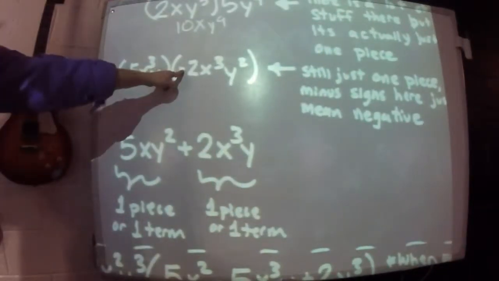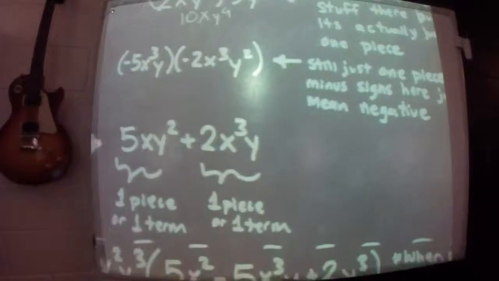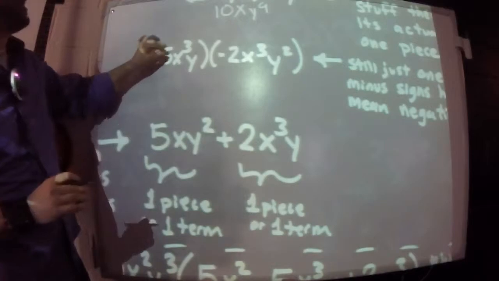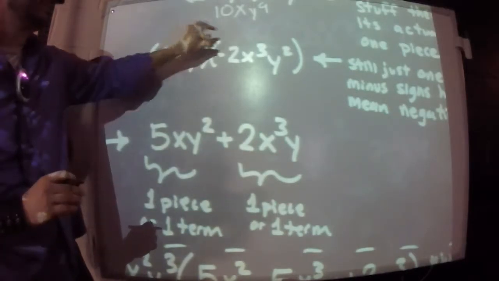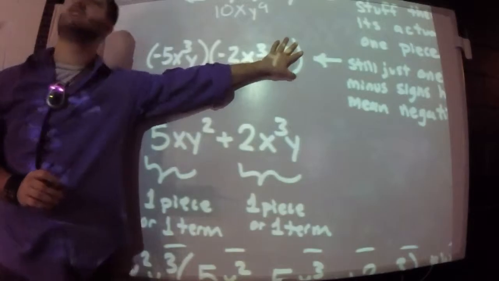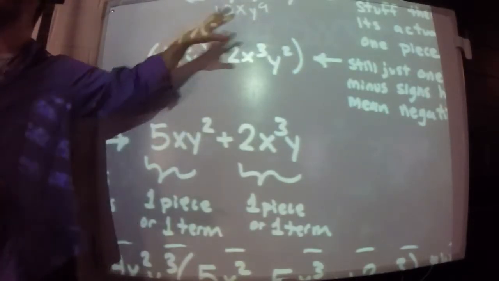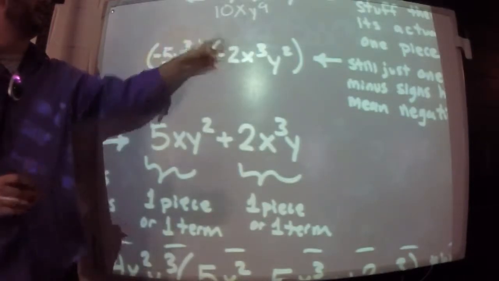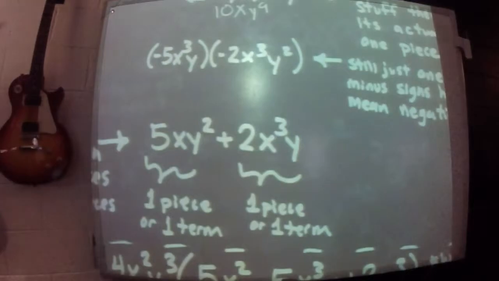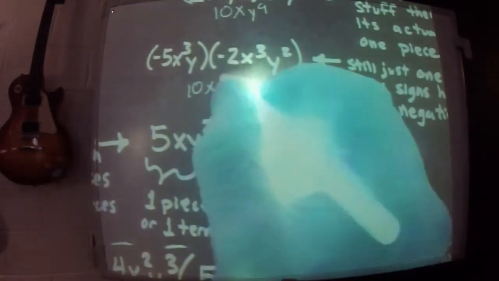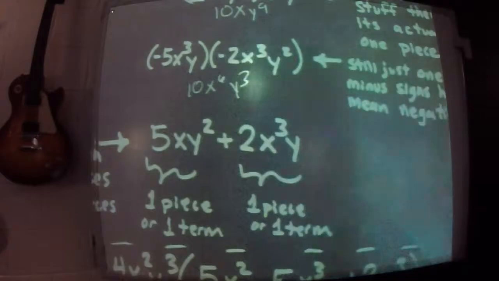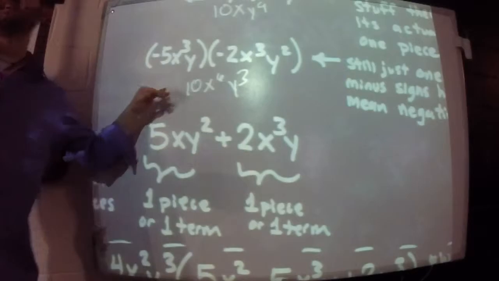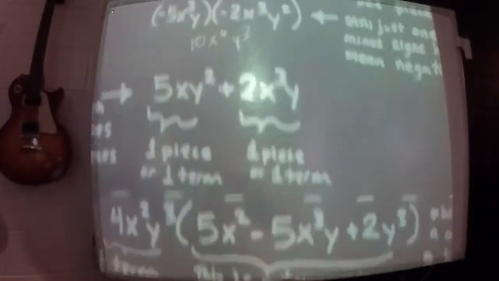The next one, despite the fact that this says -2 and that says -5, there are no plus or minus signs in between them. This is -5x to the third y, times -2x to the third y squared. These are just two chunks being multiplied. There's no adding or subtracting happening. So you just multiply it, and what's the number? 10x to the 6, y to the 3. And that's it.